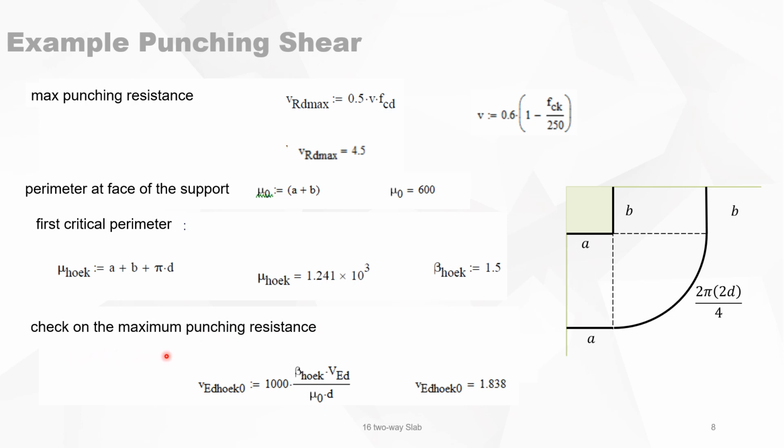And now we will check the maximum punching resistance. The maximum punching shear force is then VEd, the reaction force on the column, but this is given in kilonewton. That's why we multiply by 1000 to have everything in newton and millimeter. The beta corner is 1.5 divided by the perimeter at the face of the support and the effective depth. It gives us a shear stress of 1.84 megapascal.